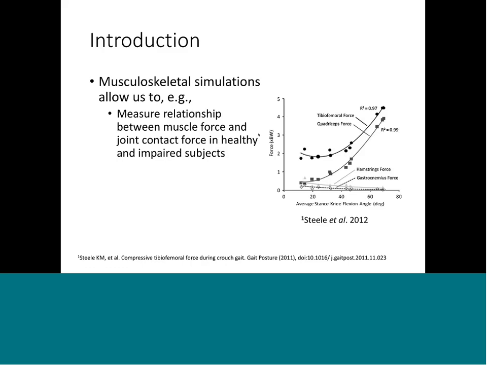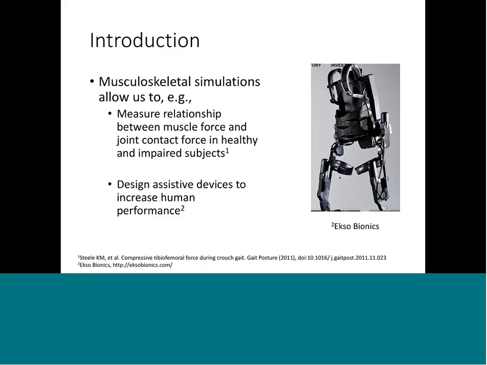As we know, musculoskeletal models and simulation provide a non-invasive means to study components of human movement in greater detail than can typically be done with experiments alone. For example, using simulation, we can study how knee joint contact loads, plotted here on the vertical axis, change with increasing knee flexion in stance here on the x. And we can look at the muscle contribution to that load, which we can't examine with experiments alone. We can also use simulation to more efficiently design assistive devices to increase human performance.